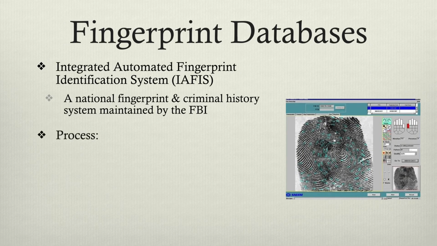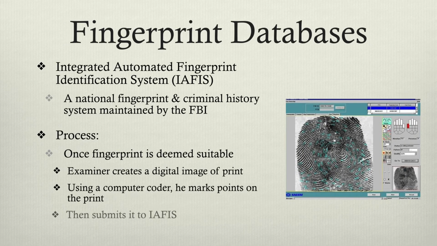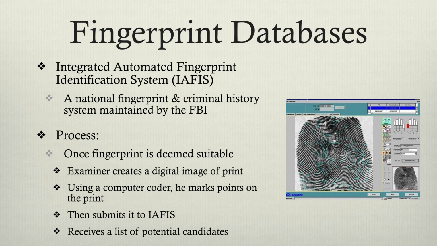We have fingerprint databases referred to as AFIS, the Integrated Automated Fingerprint Identification System. It's a national fingerprint and criminal history system maintained by the FBI. It compares prints to 500 million prints that are already on file. Once the fingerprint is deemed suitable, the examiner creates a digital copy of the print, uses a computer coder to help mark the points on the print, and then submits that to AFIS.